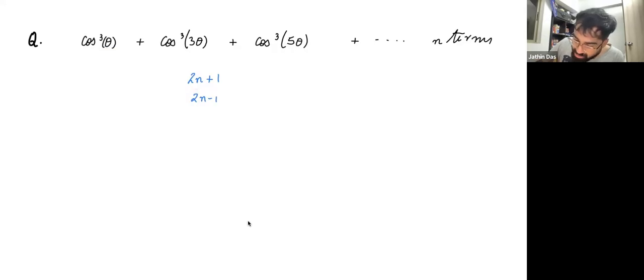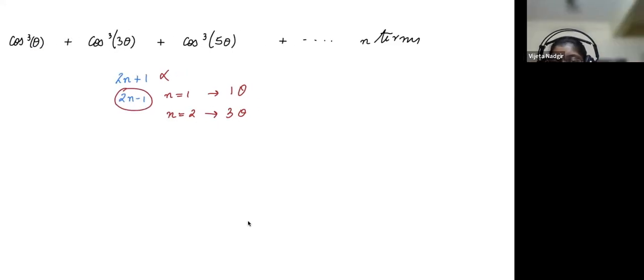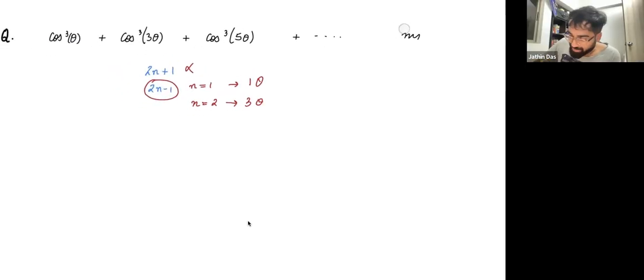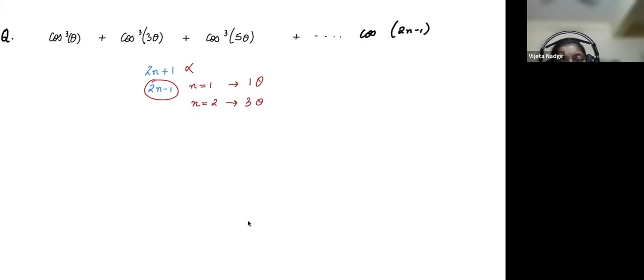Here, because n equal to 1 should give theta, and n equal to 2 should give 3 theta. So which one is working properly? 2n minus 1. After AP, this will be very easy. Don't worry. So what will be the nth term? cos (2n minus 1) theta.